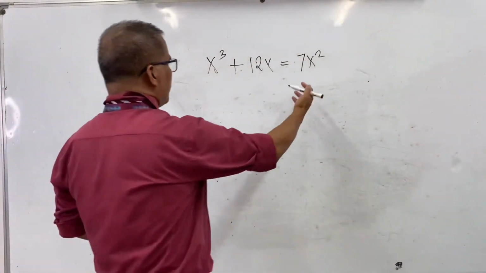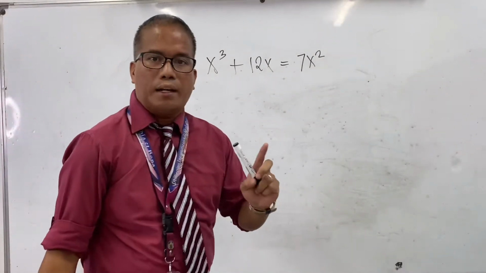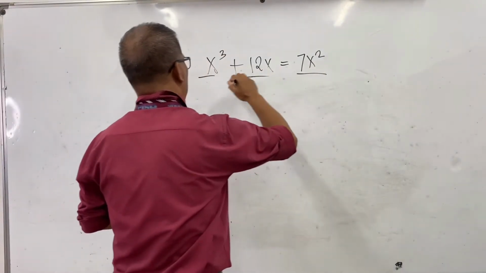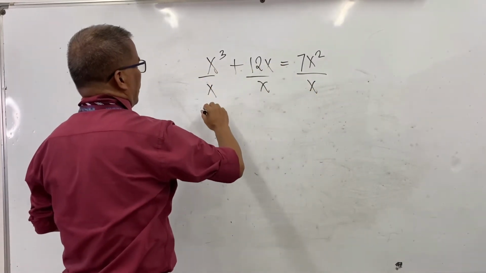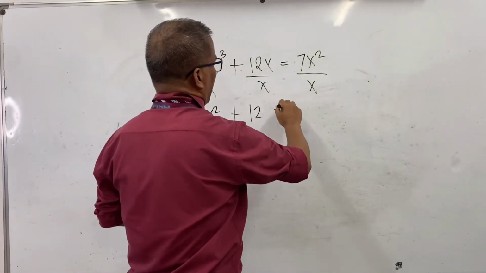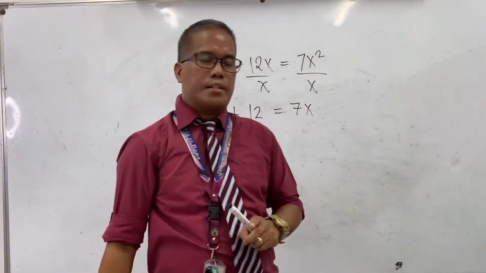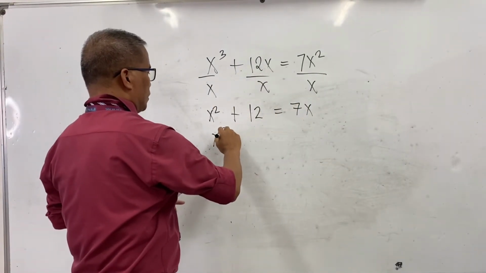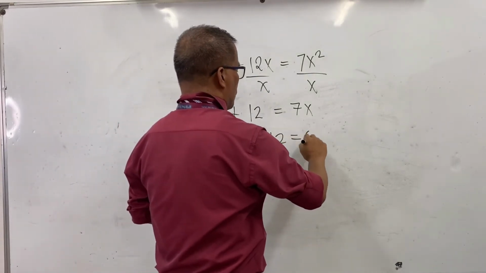And then to find the value of the numbers, the question now is, what are the numbers? So we can divide each term by x because that is common. So x cubed divided by x is x squared, plus 12, equals 7x. If we divide 7x squared by x, the answer is 7x. Then transpose 7x. So the equation is x squared minus 7x plus 12 is equal to 0.